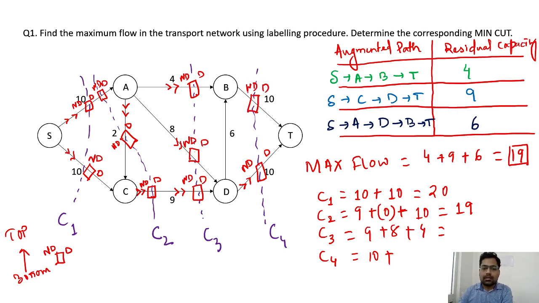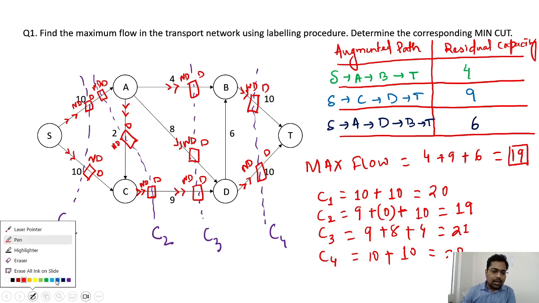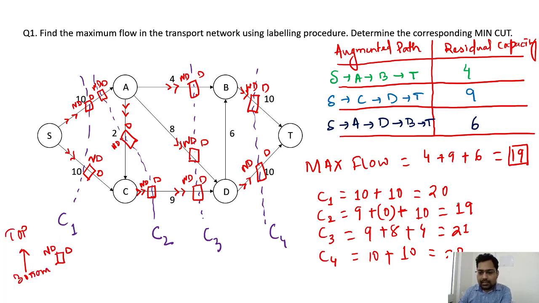This is non-driver and this is driver end. B to T, that's why we're picking 10. Here is 21, here is 20. Clear? What we found, the cuts, from the cuts how we are finding the values here. As for these three or four cuts which we found, the answer we found as 19 here.